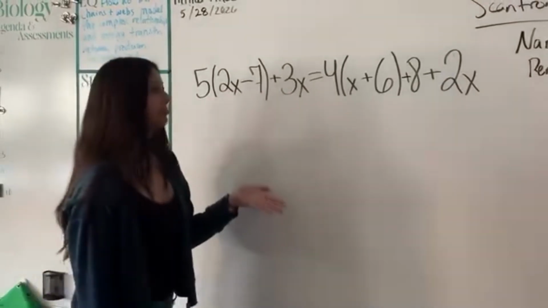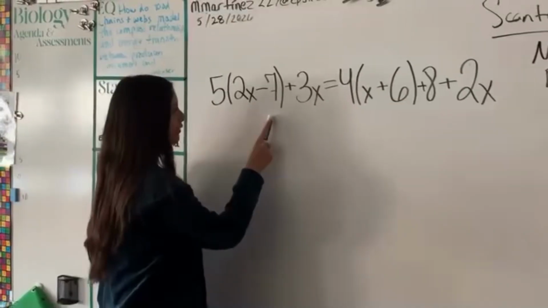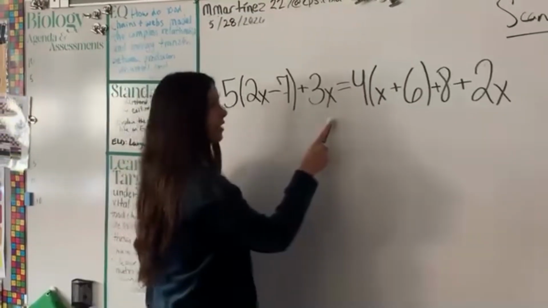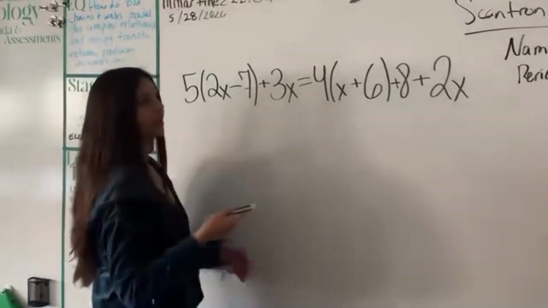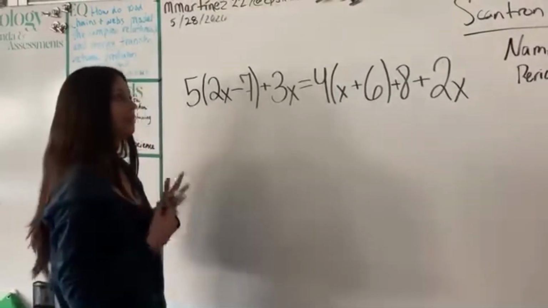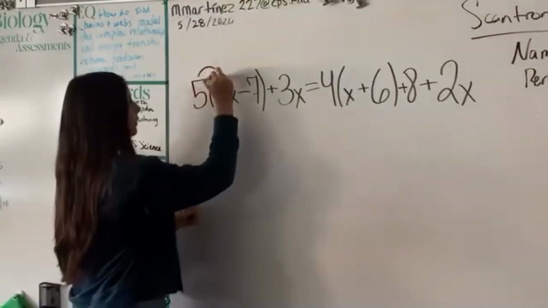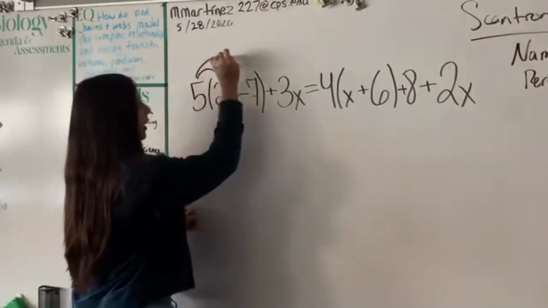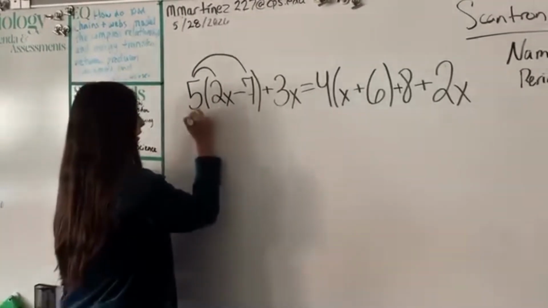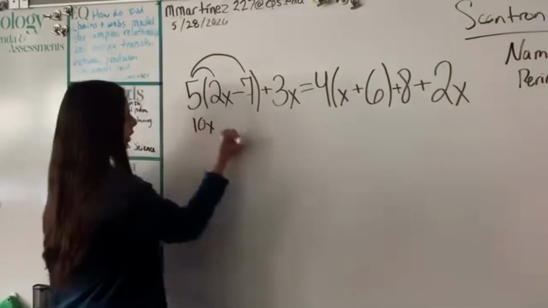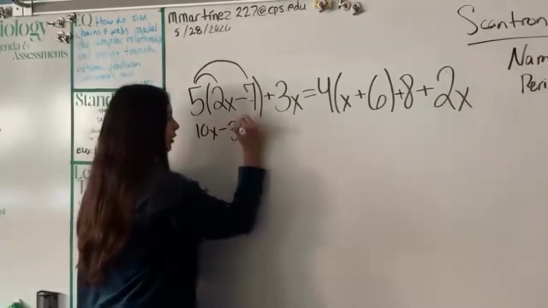Okay, so this is our first example, solving multi-step equations. It's really long, but it's kind of simple. So it's 5 parentheses 2x minus 7 parentheses plus 3x equals 4 parentheses x plus 6 parentheses plus 8 plus 2x. It's really long, but it's simple. So the first thing we're going to do is distribute the 5 into 2x and the 5 into the negative 7. So 5 times 2x is 10x, and 5 times negative 7 is negative 35.